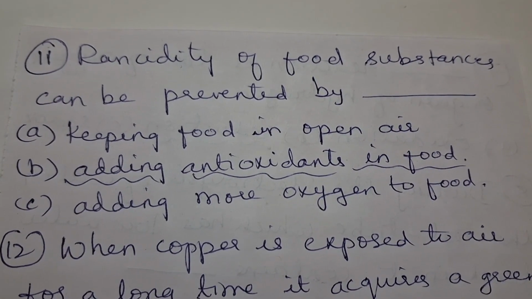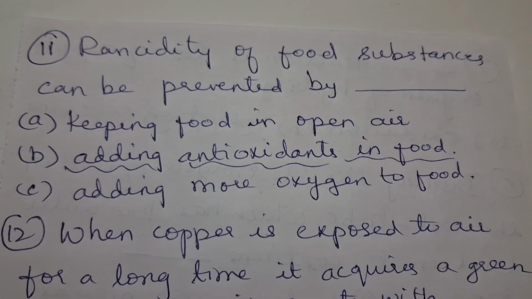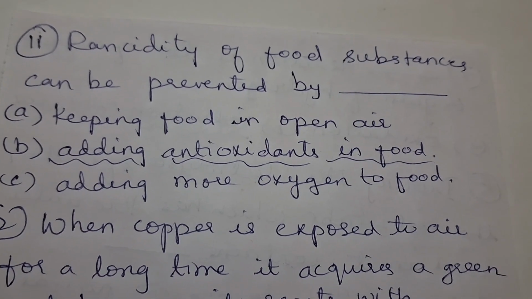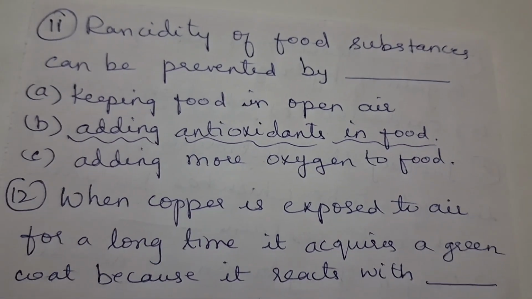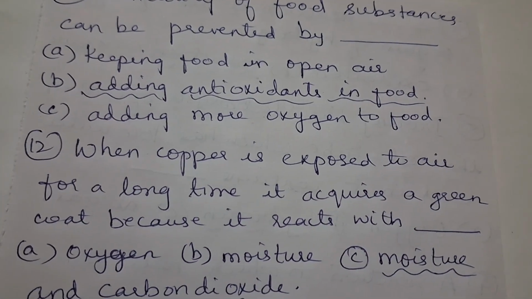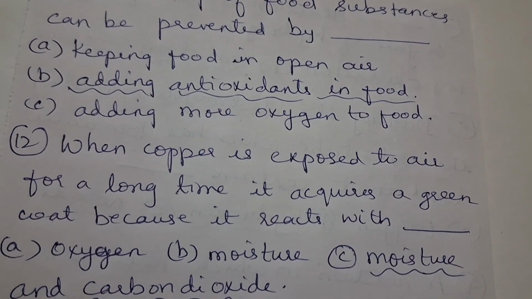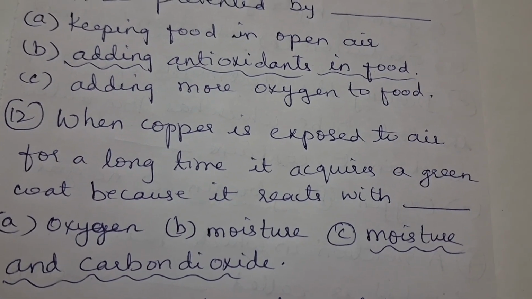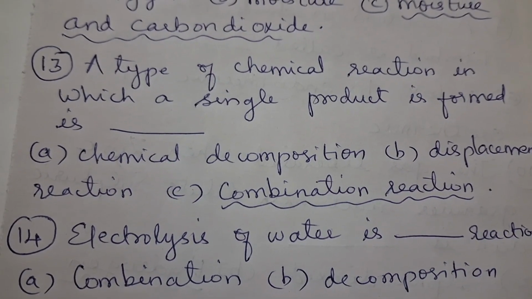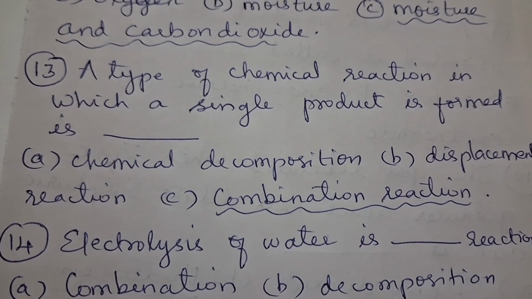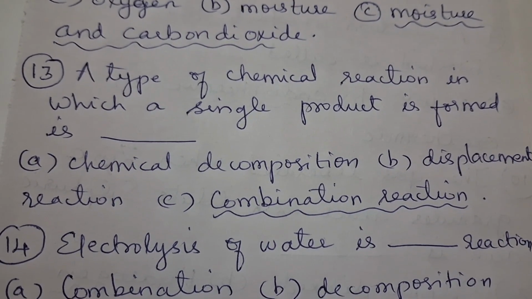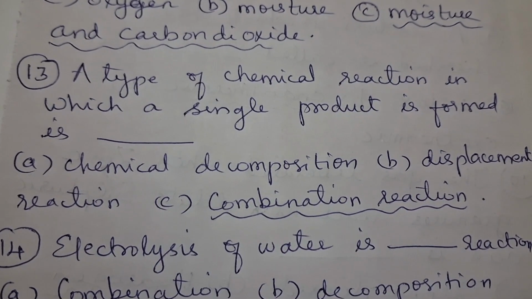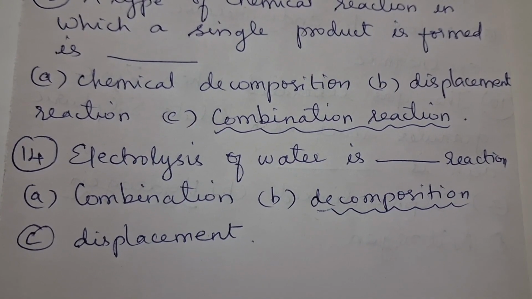Rancidity of food substances can be prevented by dash: keeping food in open air, adding antioxidants in food, or adding more oxygen to food. So the proper answer is adding antioxidants in food. When copper is exposed to air for a long time, it acquires a green coat because it reacts with dash. It reacts with moisture and carbon dioxide. That is the answer. A type of chemical reaction in which a single product is formed is decomposition, displacement reaction or combination. In a combination reaction, only two substances combine and give one product, that is A plus B gives AB. Electrolysis of water is a decomposition reaction.